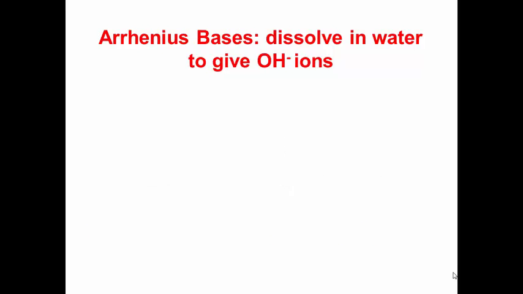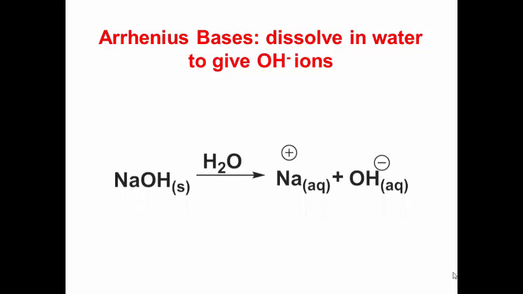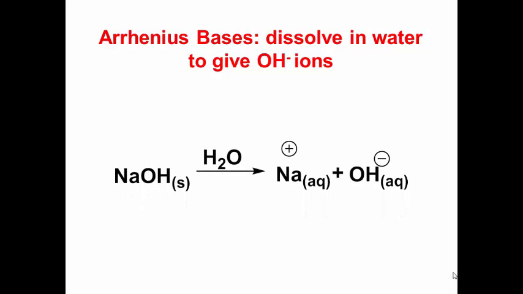Arrhenius also defined bases, and bases dissolved in water to give OH- or hydroxide ions. So the way this looks here, it's sodium hydroxide. We dissolve it in water, and we get Na+ and OH-. So an Arrhenius base gives you a positive ion and a hydroxide negative ion.